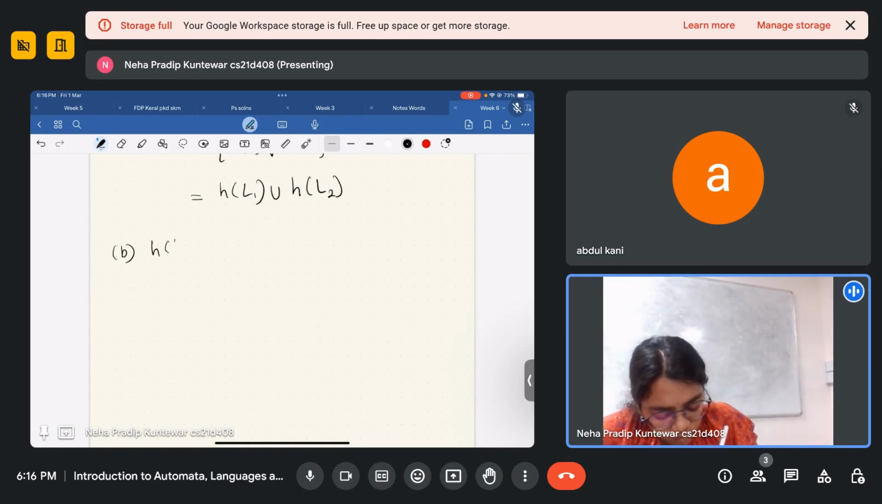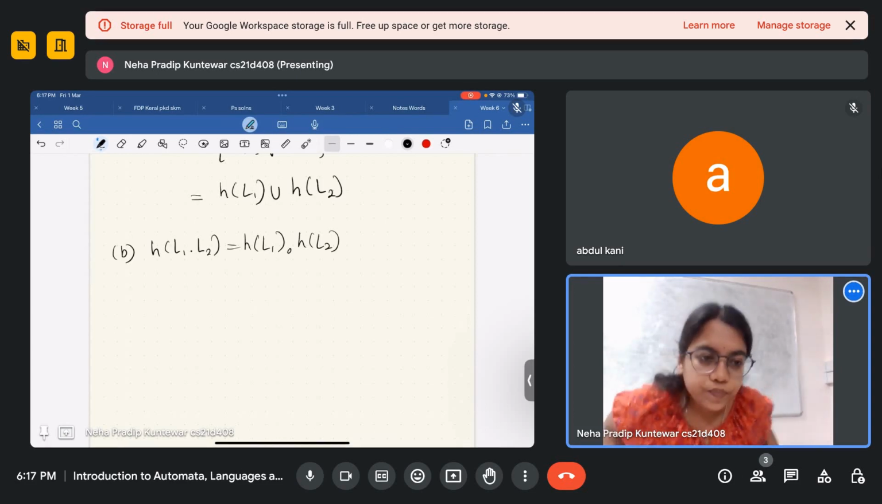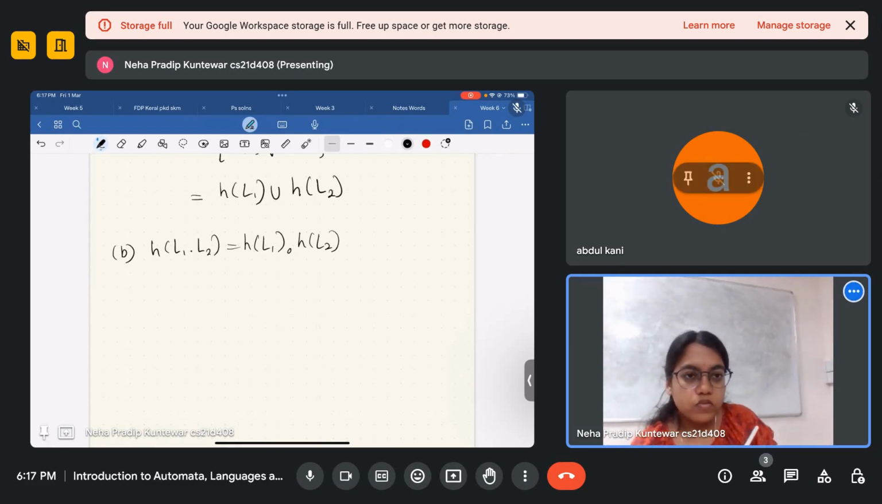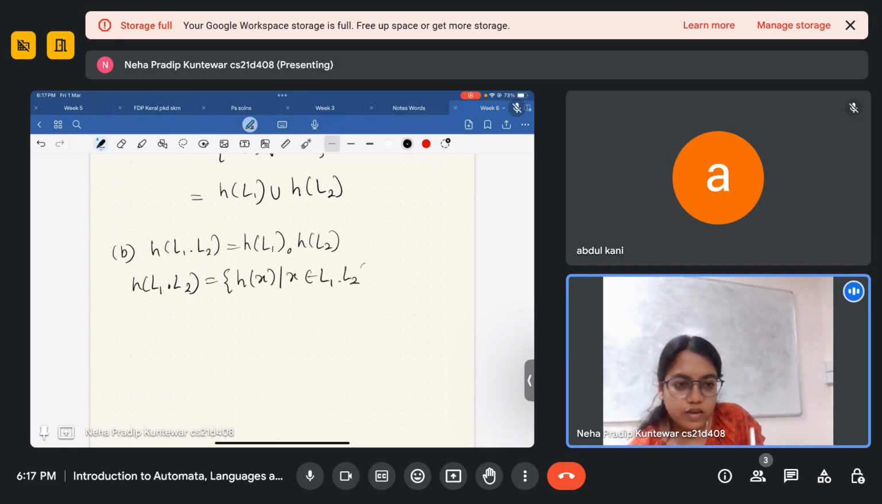So we want to show that h of L1 L2 is the same as h of L1 concatenated with h of L2. Again, let's write what we mean by h of L1 concatenated with h of L2. This is nothing but h of x, where x is in this language L1 concatenated with L2.